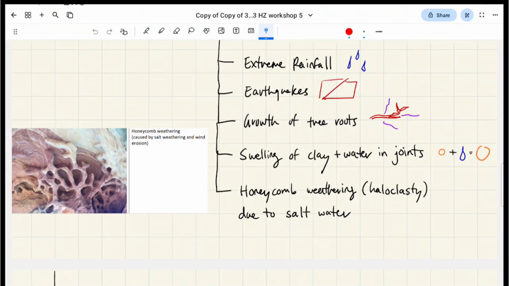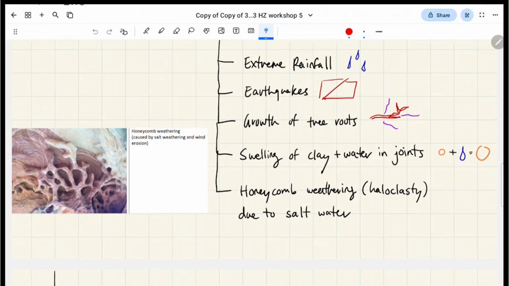And then lastly, I've included honeycomb weathering, also called helicity. This is kind of due to saltwater effects. In the Bronte FAQ PDF that Kurt's put out for your assignment, there's an example of honeycomb weathering, which is quite interesting, and there's quite a lot to talk about. So if that's your section, then you're in luck.